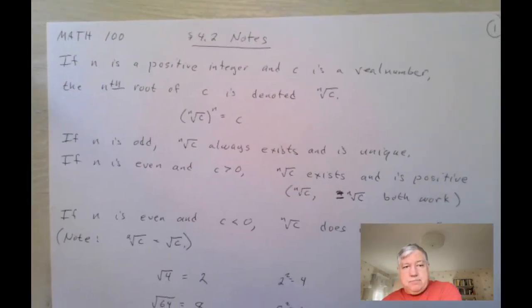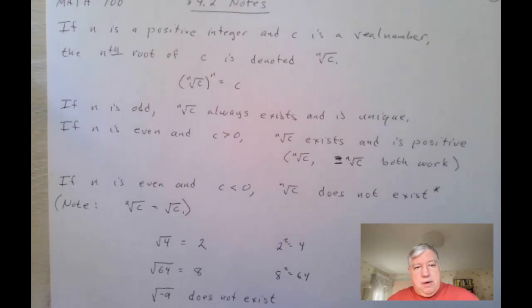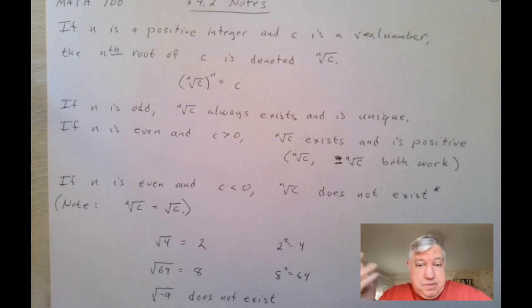Now, a couple of things. If n is odd, then the nth root of c always exists and is unique. If c is negative, this nth root is going to be negative, and if c is positive, it is positive.